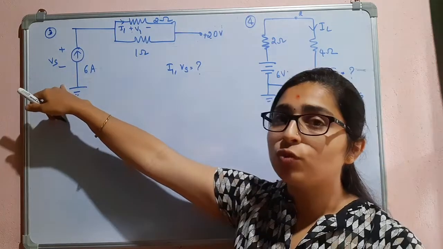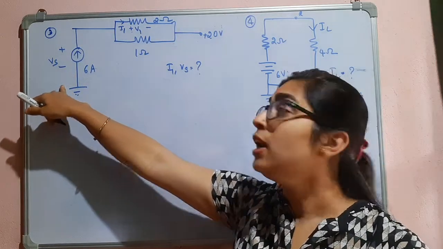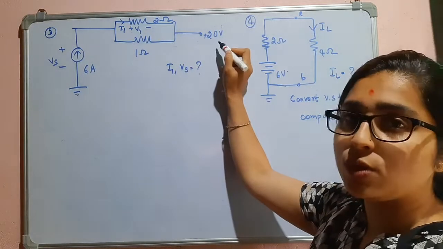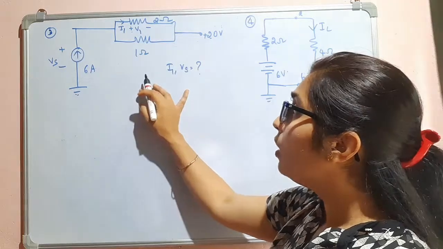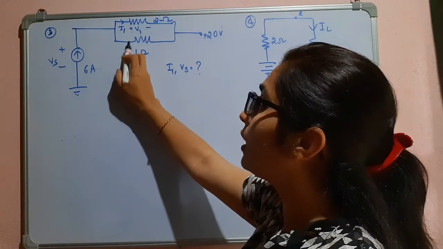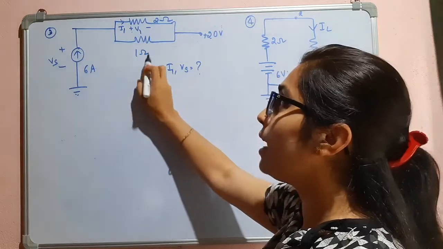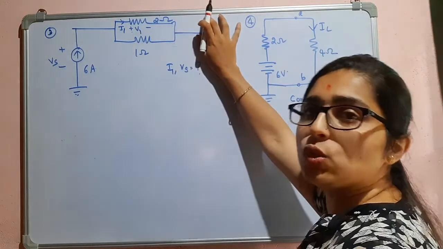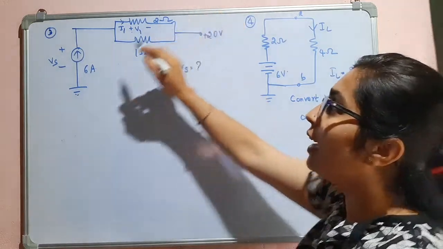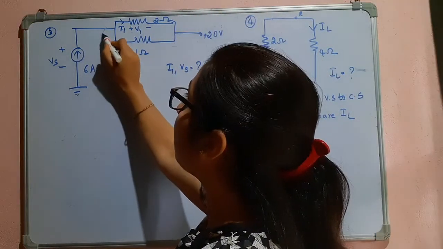But we don't know what is the voltage across it, right? So we have to find that one also. And here there is a 20 volt source. So remember this. To find the current I1, or the current through this resistor, we don't need this 20 volt source. We won't consider that, because directly we can apply the current divider rule, right?